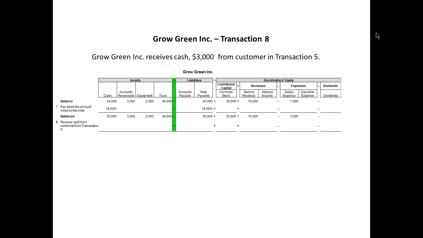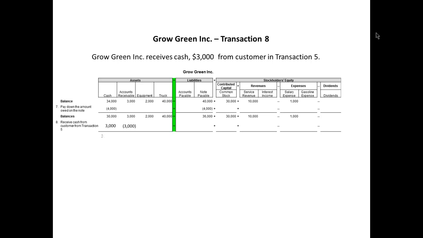Transaction 8. Grow Green received cash, $3,000, from the customer in transaction 5. This was the customer who didn't pay when the lawns were mowed, but charged it instead. Grow Green is getting cash, so cash is one of the accounts affected. And the other account? Accounts receivable. As soon as Grow Green receives the cash, its right to receive decreases. Cash is increasing, so the $3,000 is entered as a positive amount in the cash column. Accounts receivable is decreasing, so the amount is entered as a negative.